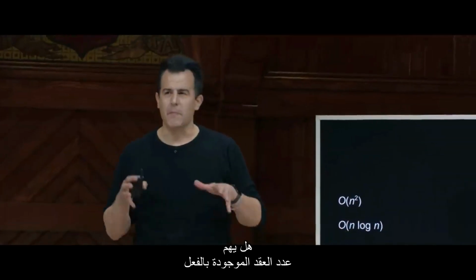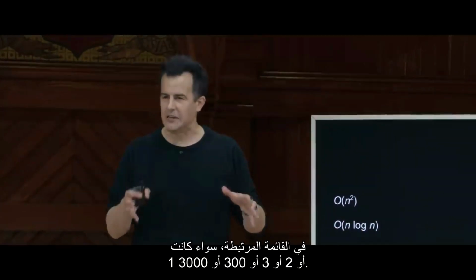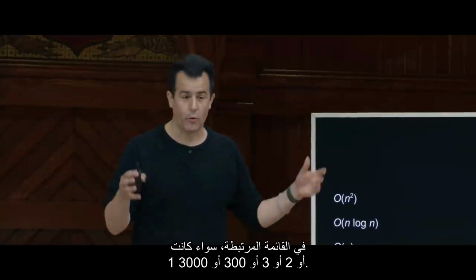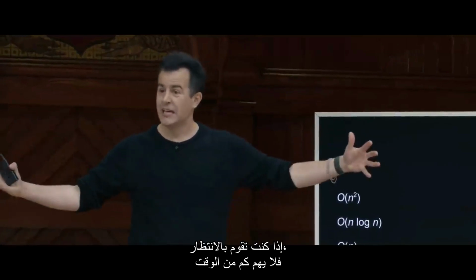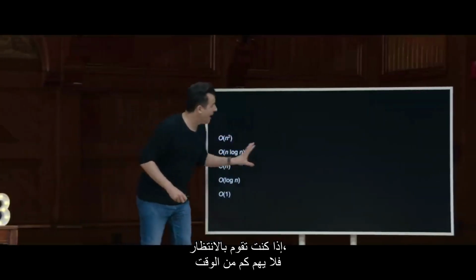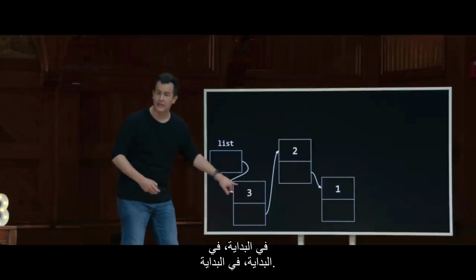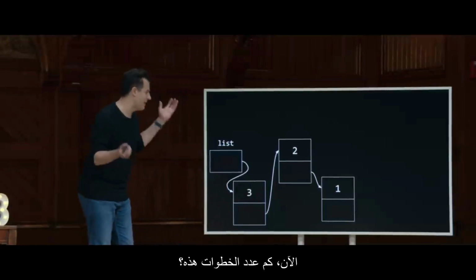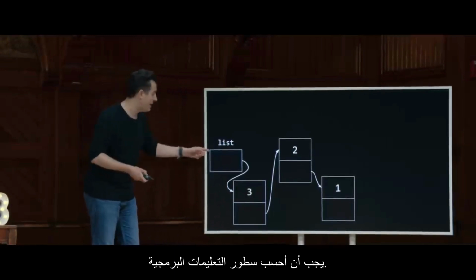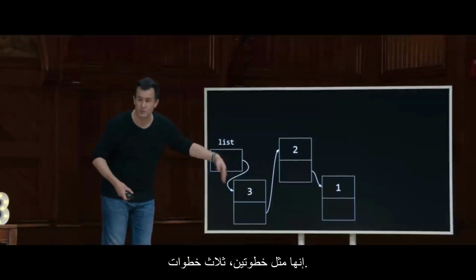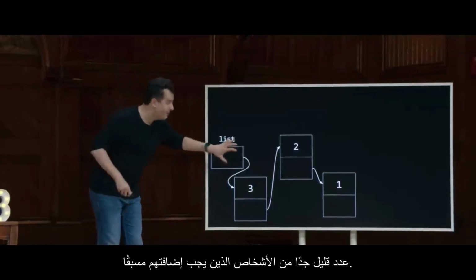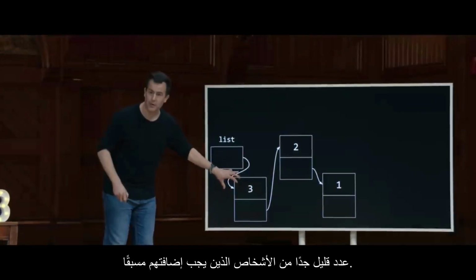Think about it this way. Does it matter how many nodes are already in the linked list, whether it's 1 or 2 or 3 or 300 or 3,000? If you're prepending, it doesn't matter how long that chain is. You're just constantly putting it at the beginning, at the beginning, at the beginning. Now, how many steps is this? I don't know exactly. I'd have to count the lines of code, but it's some small number. It's like 2 steps, 3 steps. How many lines of code is it? It's very few to prepend.